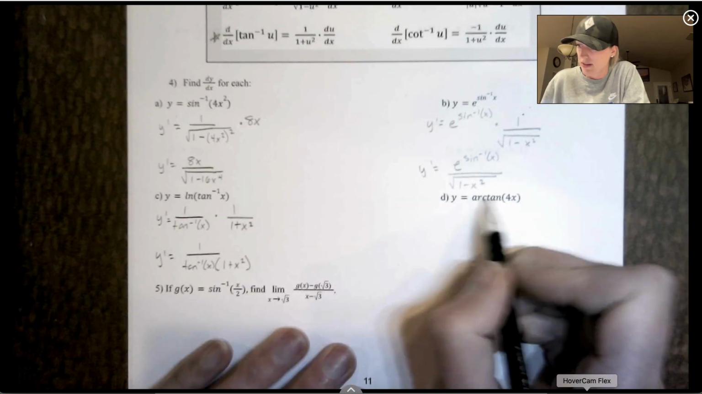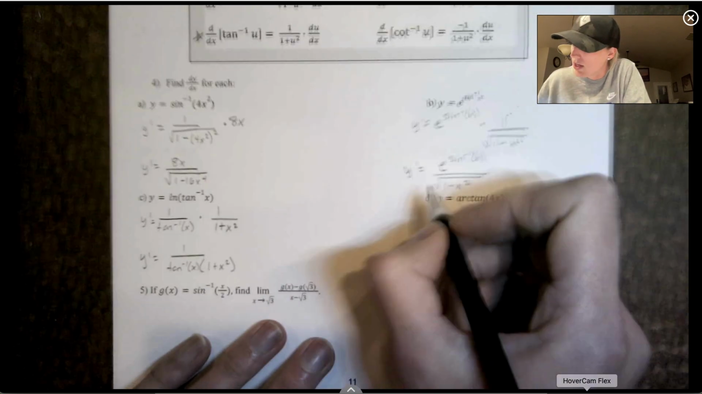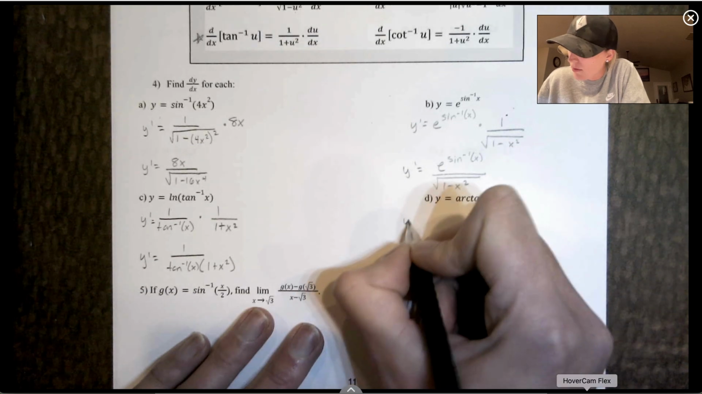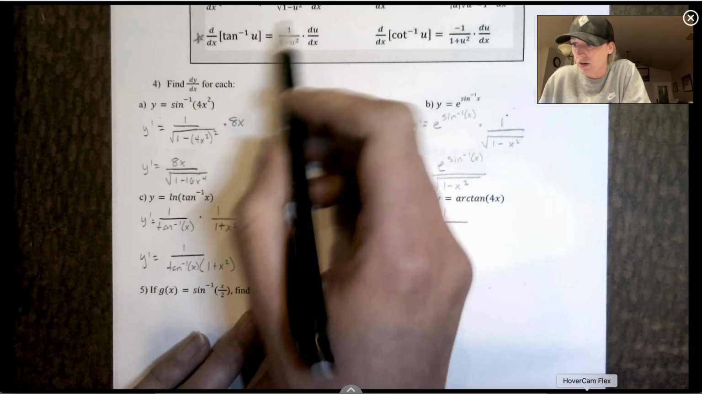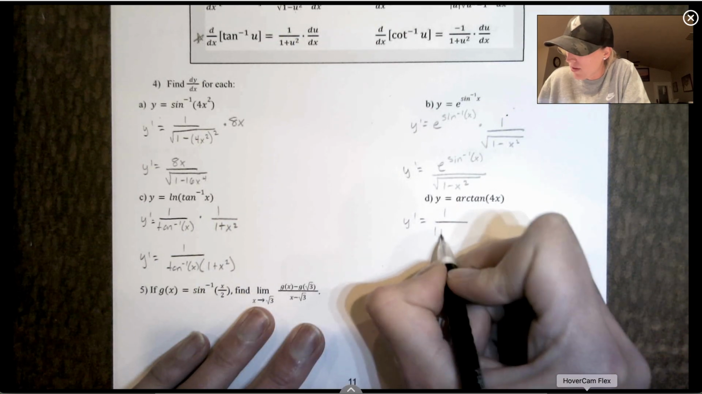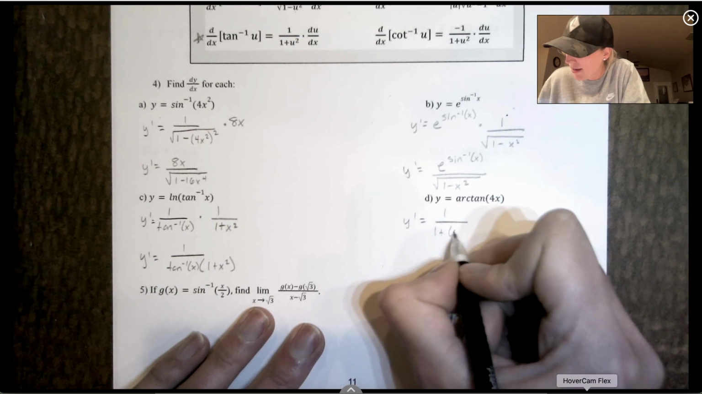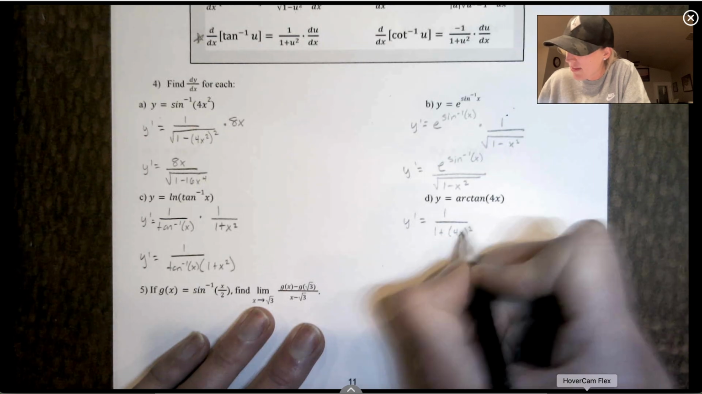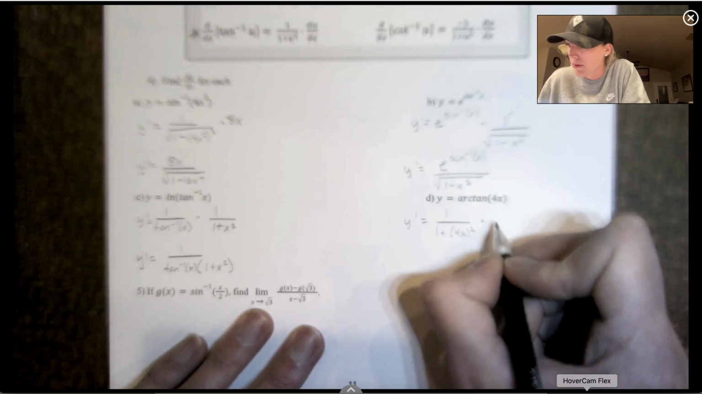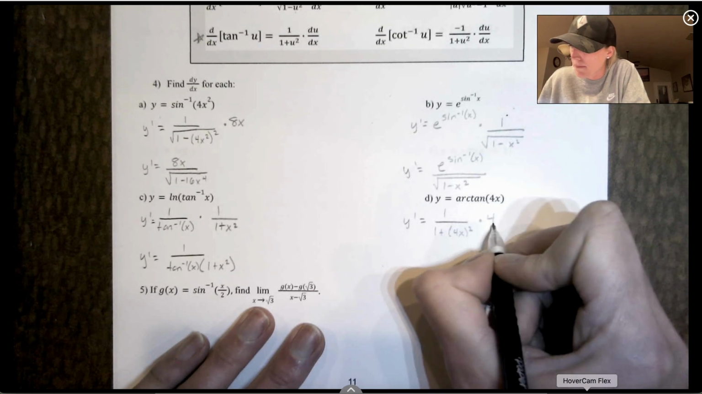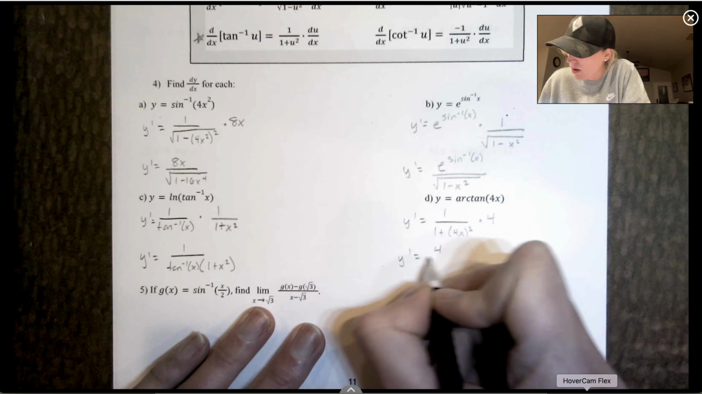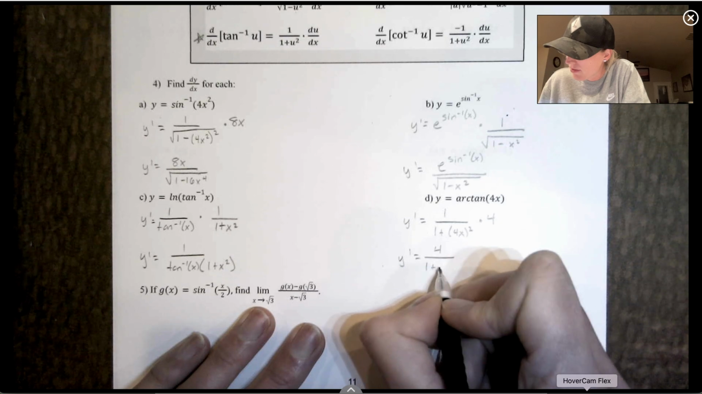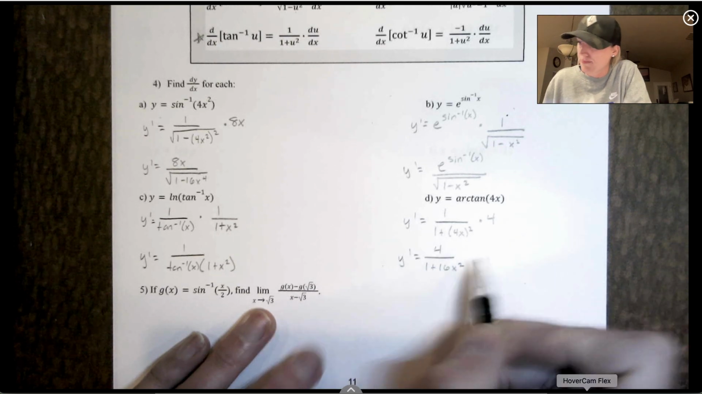All right, tangent inverse of 4x. So this time tangent inverse is the outer function. So it's 1 over, again, I'm using this one here, 1 plus my argument, this time 4x squared. And then my inner function being 4x, I have to multiply by its derivative, which is just 4, using the chain rule. Simplifying a little bit, I've got 4 over 1 plus 16x squared. All right, number 5.